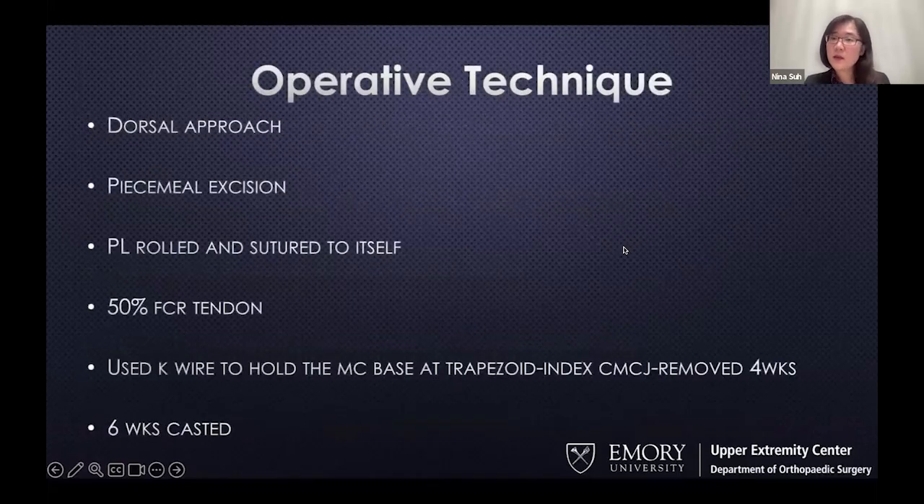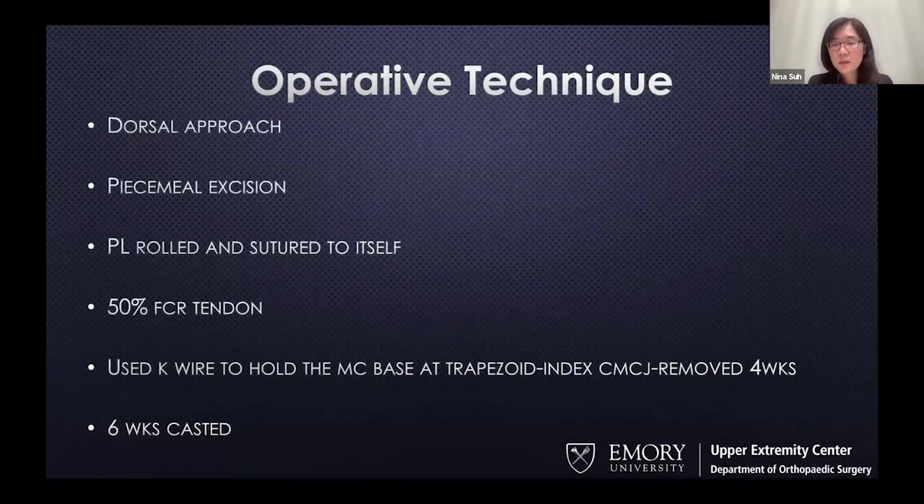The operative technique they used was a dorsal approach. They did a piecemeal excision of the trapezium. For the palmaris longus, when the patient was randomized to that, they took it and rolled it and sutured it to itself and then inserted it, versus if they took the FCR, they took 50% of the FCR tendon to loop and insert as the interposition.